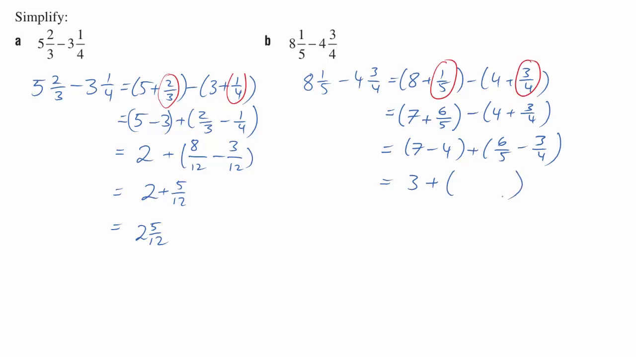6 over 5 minus 3 over 4, we need a common denominator. So we write 6/5 as 24 over 20, and 3/4 we write as 15 over 20. So we're left with 3 plus 9 over 20, which equals 3 9/20.